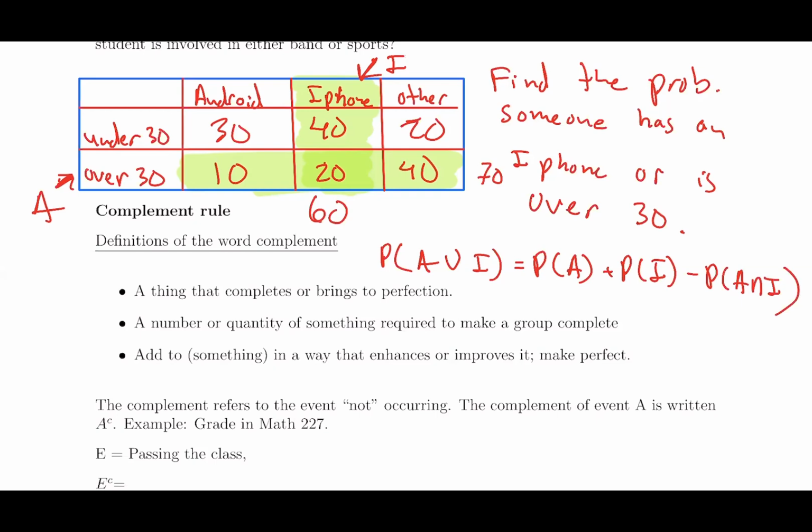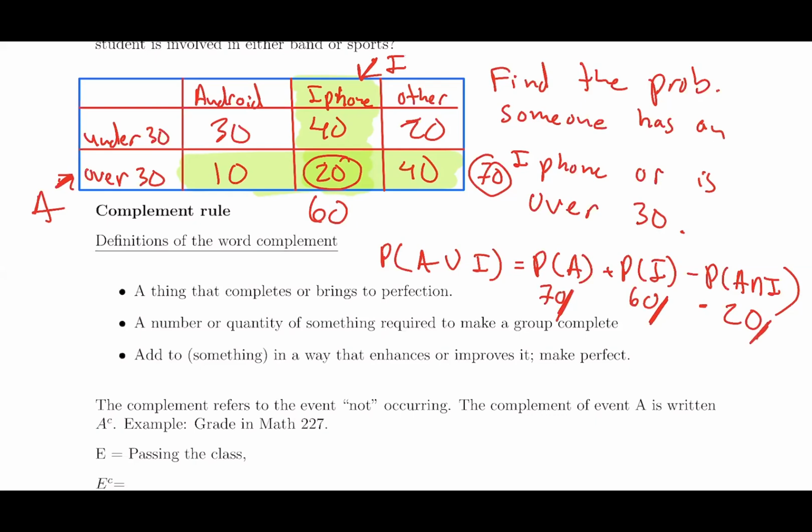So how many people are over 30? You have 70, and you divide that by the total. We'll find the total in a little bit. Then you add how many people have an iPhone, which is 60 out of the total. Then you subtract how many people have an iPhone and are over 30. That's this over here, so that's 20, and you divide this by the total.